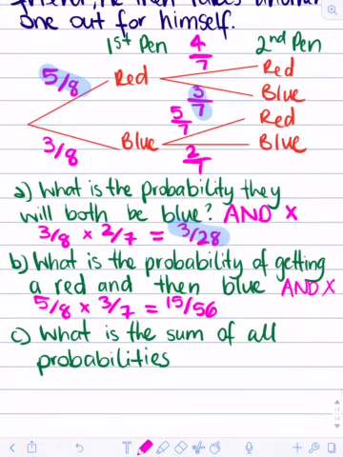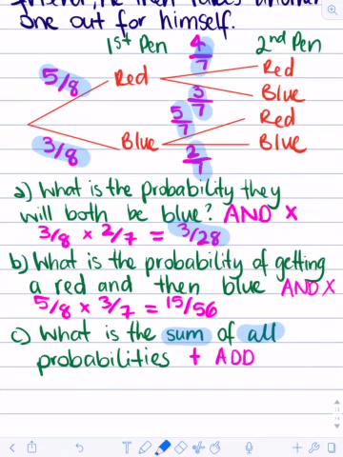The last question states, what is the sum of all probabilities? Now we know mathematically sum means plus. Sum means plus or add them all. So it says of all the probabilities. Now even if you didn't know how to do this, you could just look at the words sum of all. That just means add all of the probabilities up. That means we're adding 5 out of 8, 4 out of 7, 3 out of 7, 5 out of 7, 2 out of 7, and 3 out of 8.